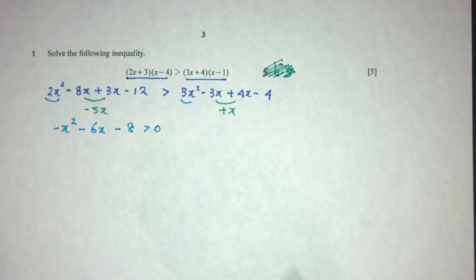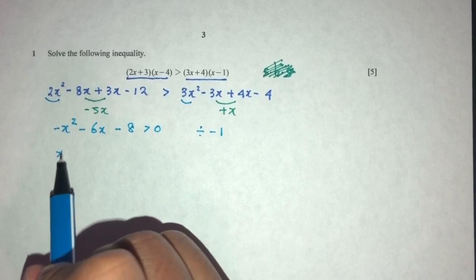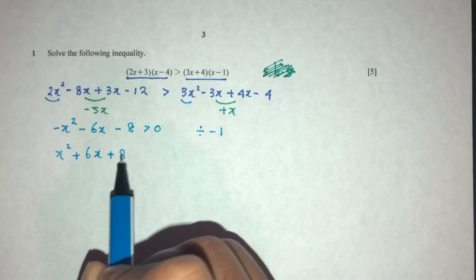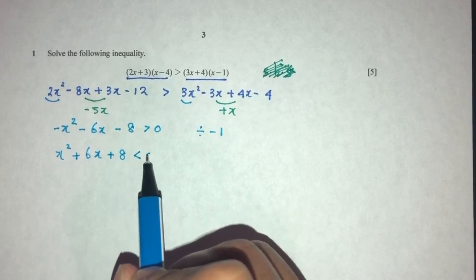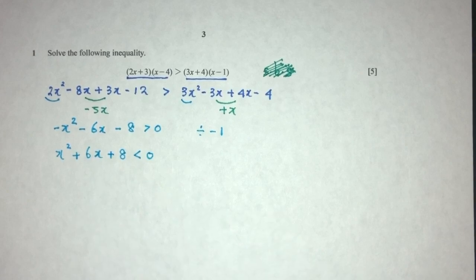Okay. Now, of course, I don't like to work with minus sign over here. So what can we do? We can divide by minus 1 everywhere. That will become x squared plus 6x plus 8 is less than 0. So when you divide by minus sign, the sign here will change to the other side.